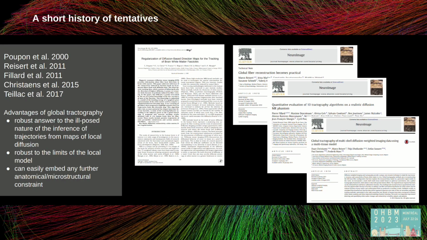You can find many articles in the literature that improve the mathematical models behind global tractography, like in Reisert and Christen's papers, proving its high robustness to the ill-posed nature of the tractography problem, or its robustness to the limits of local modeling as well. One can easily embed any further anatomical or microstructural constraint thanks to the flexibility of the energy function, as in TEIAC 2017.